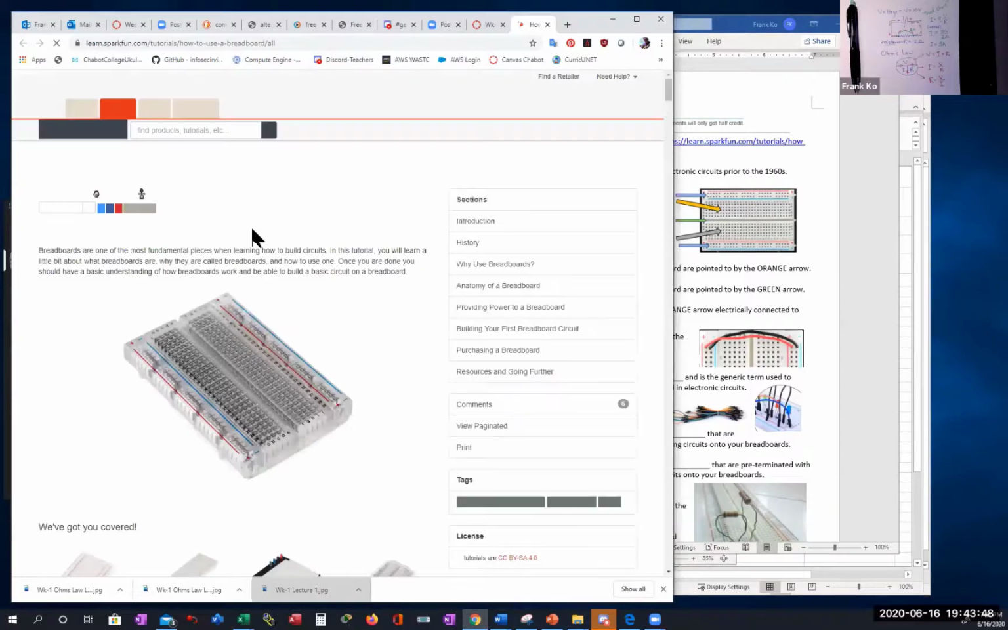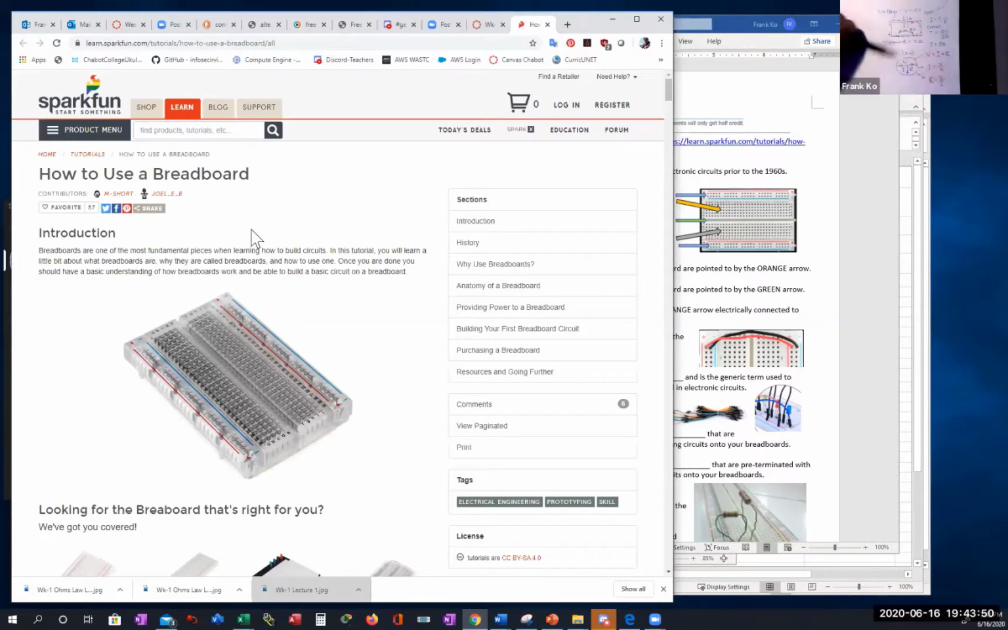SparkFun is a really wonderful site created by a couple of guys who are electronic geeks that wanted to build electronic projects but didn't have good resources. So what did they do? They started a company to make resources available to us, and then they've also created some tutorials. This goes to show you how to use a breadboard.